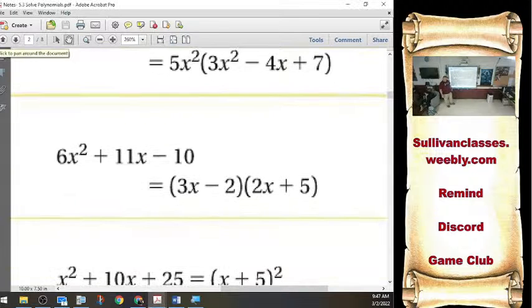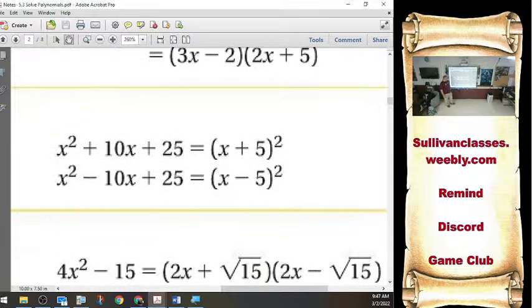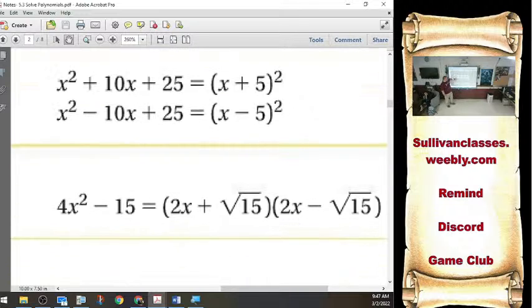I can factor by AC method. Perfect square trinomials: if A and C are both squares, you can possibly write it as the square root of the A term, square root of the C term, plus or minus, quantity squared.